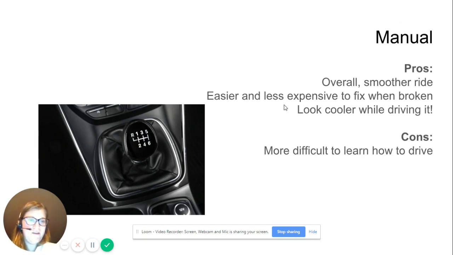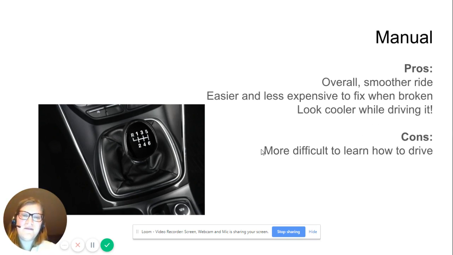Frankly, when it does break, it's less expensive because there are no more gears that you have to deal with. A manual transmission is easier. You just fix the engine as opposed to the engine and the gear system that allows you to shift. And in general, you just look cooler while you're driving it. I don't know how to drive a manual transmission, but I know that people who do know how to drive it are a lot cooler.